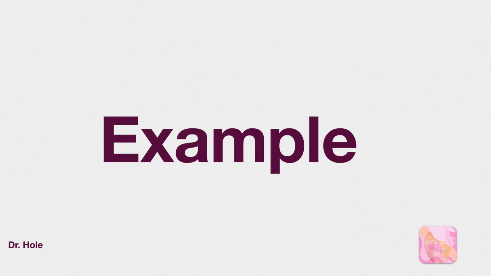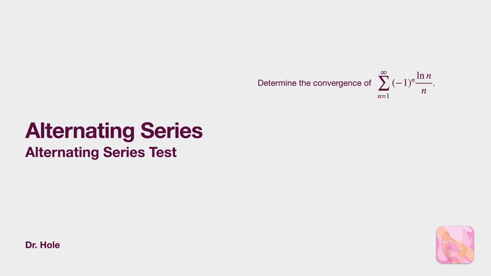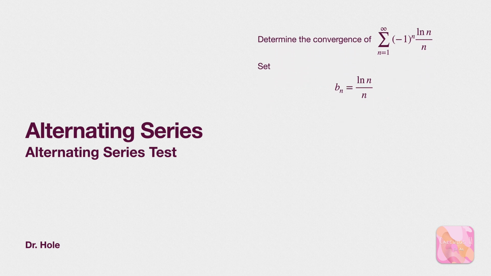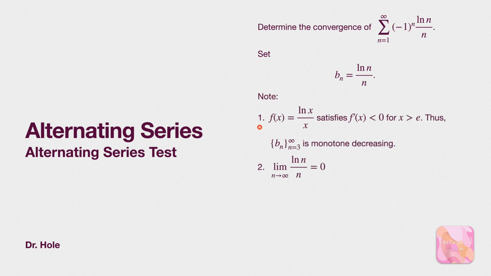Let's look at an example. Here we have an alternating series. Isolate out the Bn's as ln of n over n. Note that we've already done the case of 1 over n as Bn. Thus, introducing ln of n into the numerator makes the Bn's converge to 0 slower. Let's take a look, run through the alternating series test. We need to do 2 checks. We need to check 1, that the sequence is monotone decreasing, and 2, that it converges to 0. Let's do that.